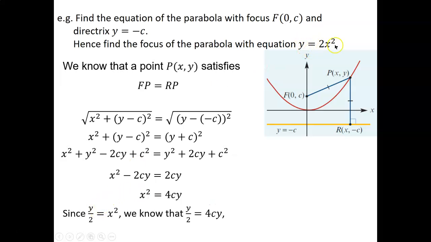Now, if I rearrange my equation y equals 2x squared, divide both sides by 2, I can say that y over 2 equals x squared. I also know that 4cy equals x squared, so I can set y over 2 equal to 4cy. I can then divide both sides by y and divide by 4 to get that c is equal to 1/8. So for the parabola with the equation y equals 2x squared, my focus is at (0, 1/8).